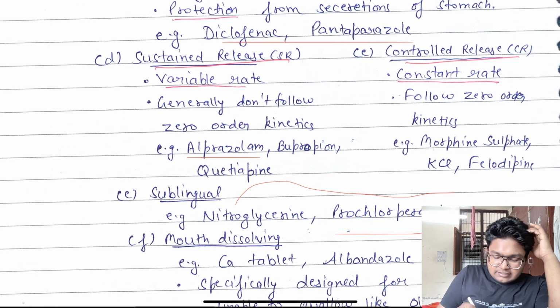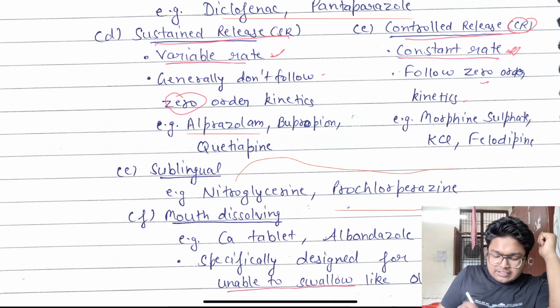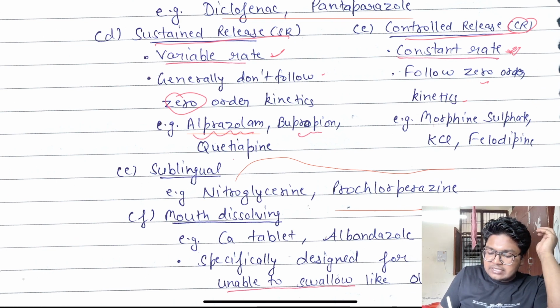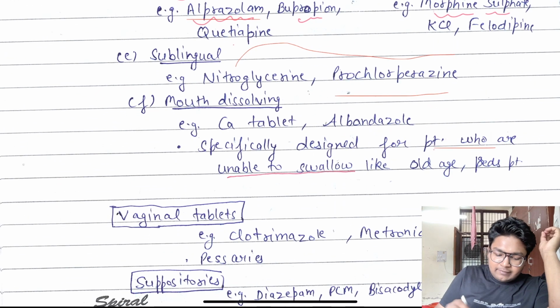Sustained release tablets release at a variable rate and generally don't follow zero order kinetics, but controlled release tablets release at a constant rate and follow zero order kinetics. For sustained release we have the example of alprazolam, bupropion, and in controlled release tablets we have the example of morphine sulfate. Then we have sublingual tablets, like nitroglycerin, prochlorperazine.